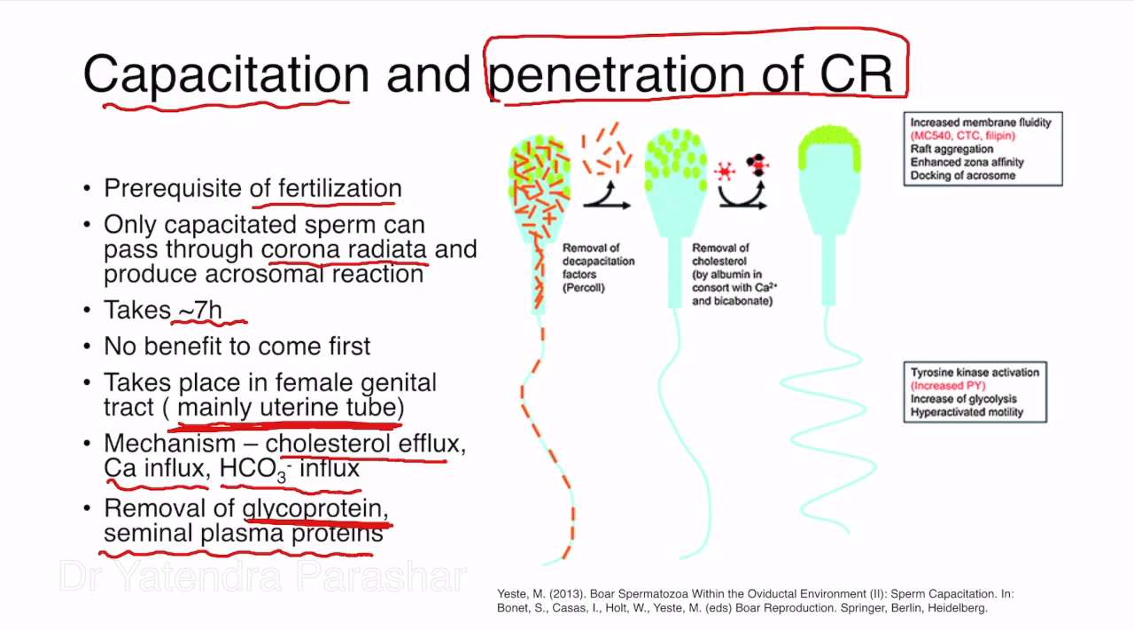And in this diagram we can see the first step is the removal of decapacitization factors, mainly the glycoproteins, then removal of cholesterol from the plasma membrane of the sperm. Then due to this, increased membrane fluidity occurs and raft aggregation occurs with enhanced zona affinity. Affinity of the sperm for the zona pellucida increases, and after this docking of the acrosome to the zona takes place. On the other hand, the tail gains increased mobility with the activation of tyrosine kinase.